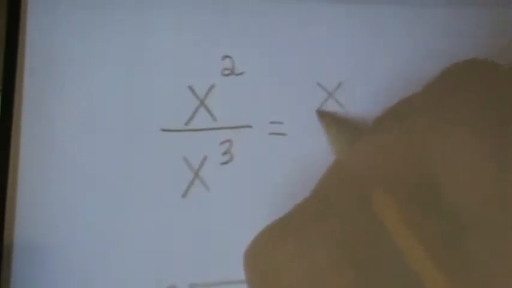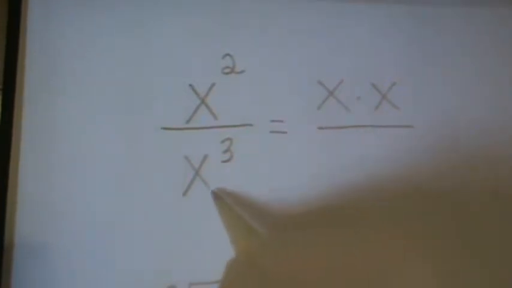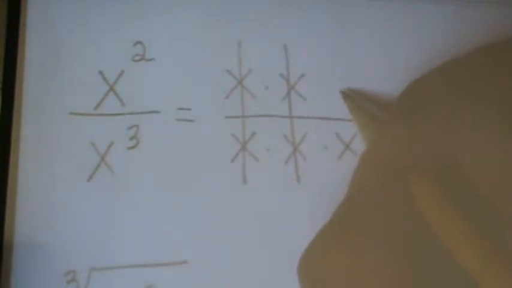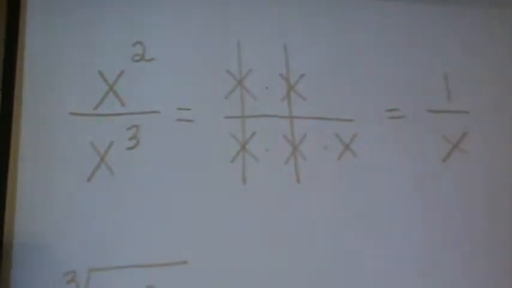What's another name for x squared? X times x. What's another name for x cubed? X times x times x. Right? So what can we cancel? Two x's. And what's left? X. X where? You mean 1 over x? Yep. Okay, good. 1 over x.